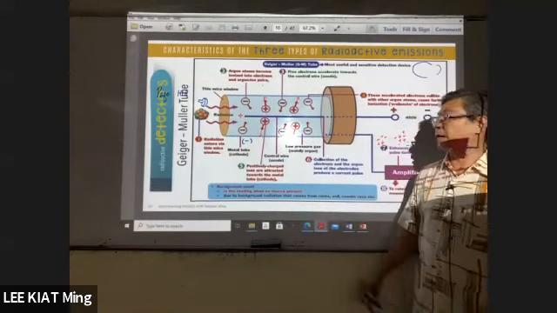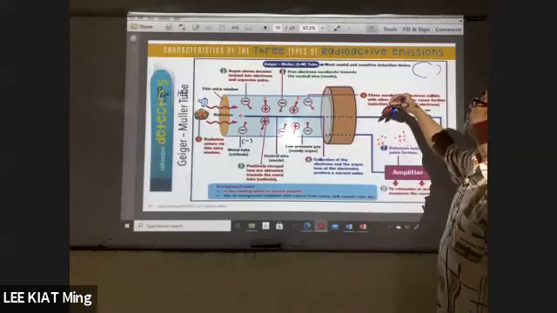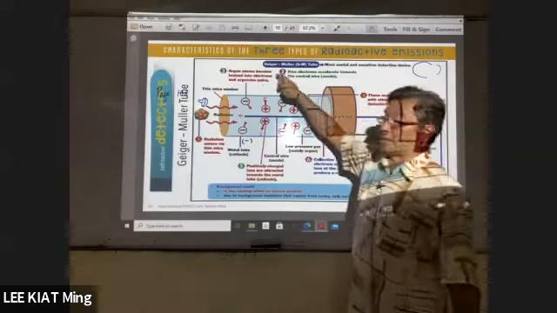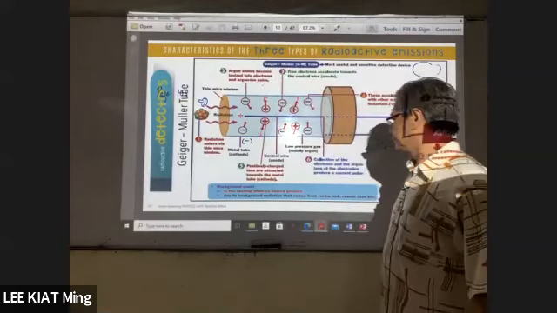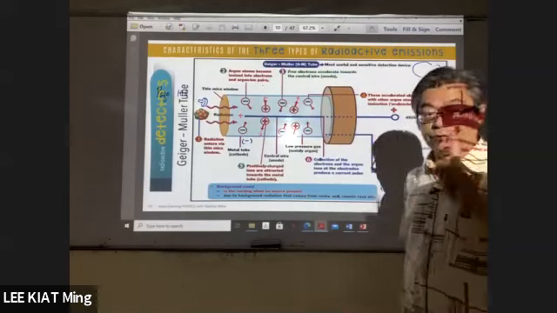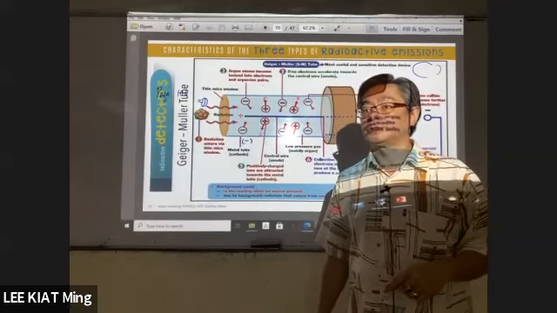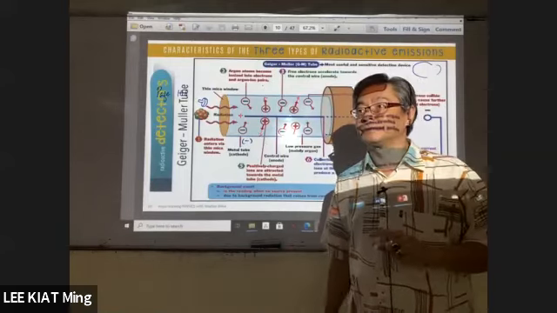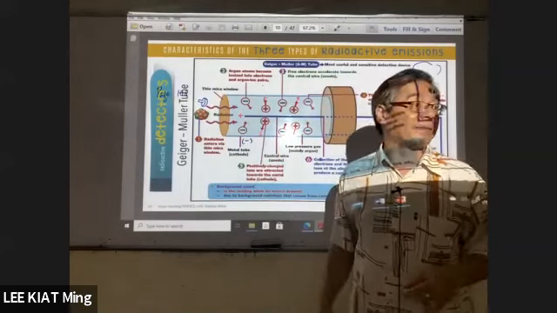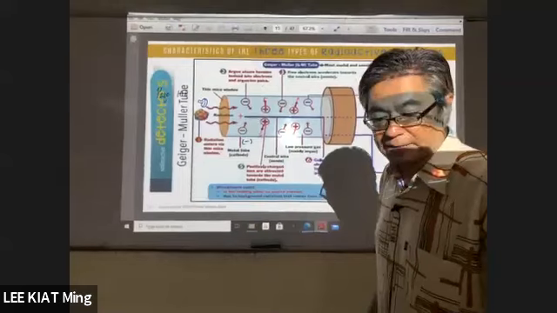This is called the GM tube. The actual name is the Geiger-Müller tube. It works on the principle of penetration, so it can only detect beta and gamma. Gamma has high penetration.